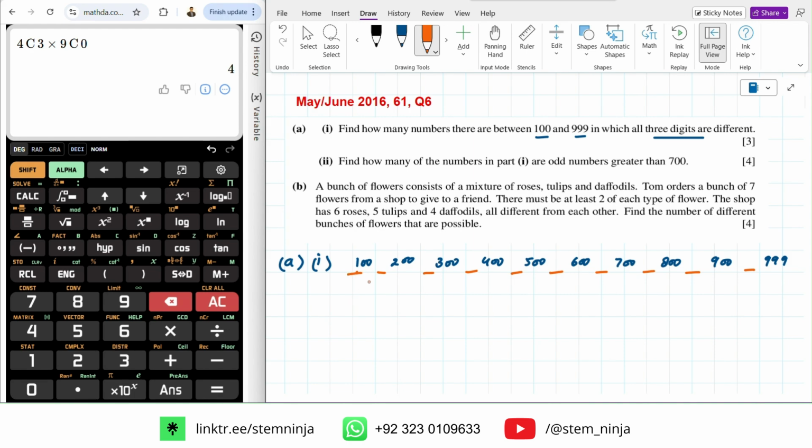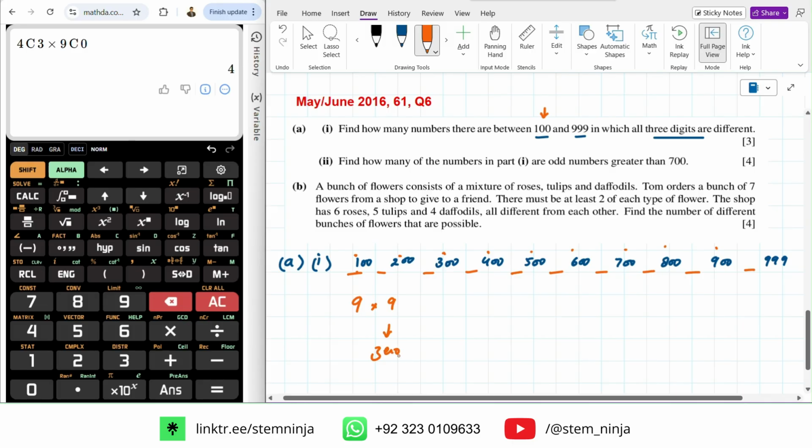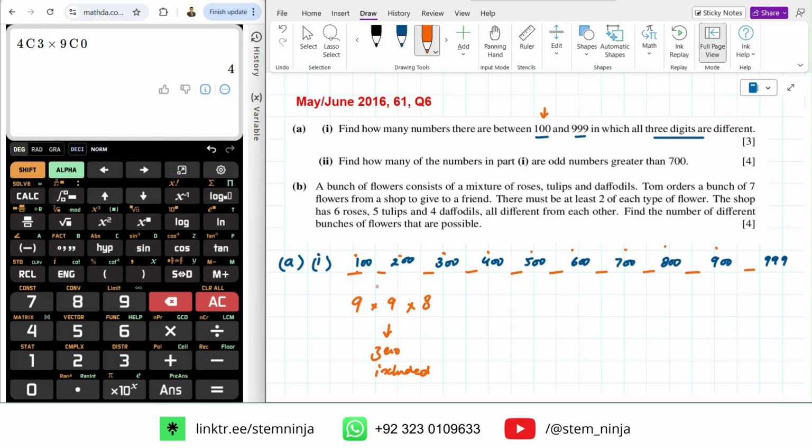So all 3 digits different. For example, for the first digit we have 1, 2, 3, 4, 5, 6, 7, 8, 9. 9 choices for the first digit. For the second digit, we have 0 included also. All right, so we did not include zero over here, but for the second digit, we have zero also. So 9 choices because 0 is included, and then 8 choices remaining for the last one.